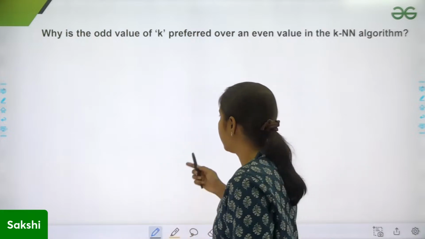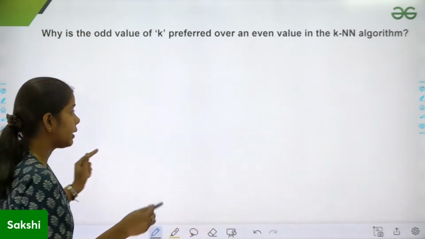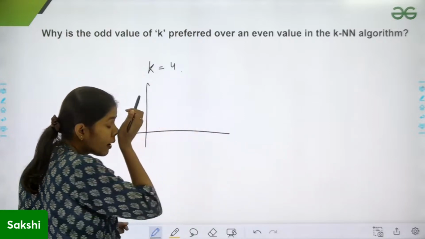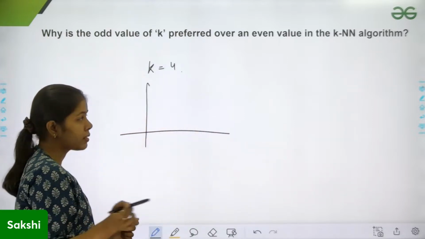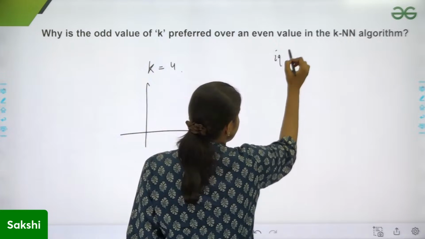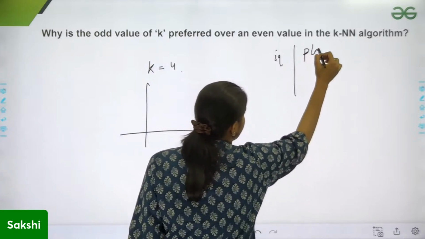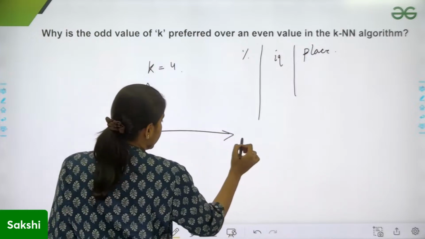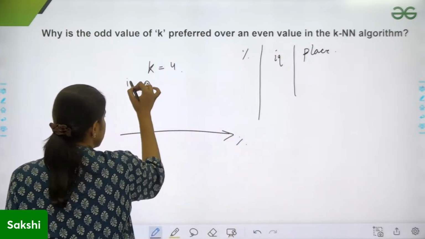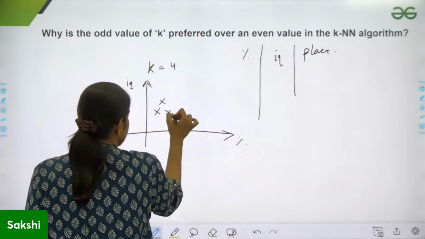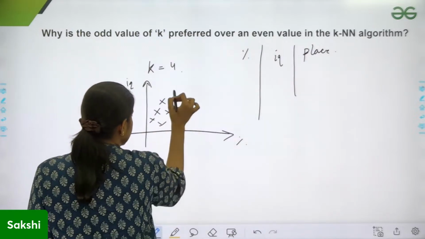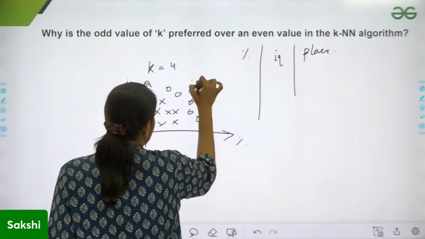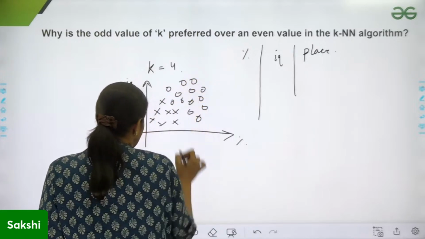So, guys, let's suppose k is equal to 4, and I have to check whether a student is placed or not based on IQ and percentage. So here is my percentage and here is my IQ. I got this data, right? This is my data and these are my students who are placed.